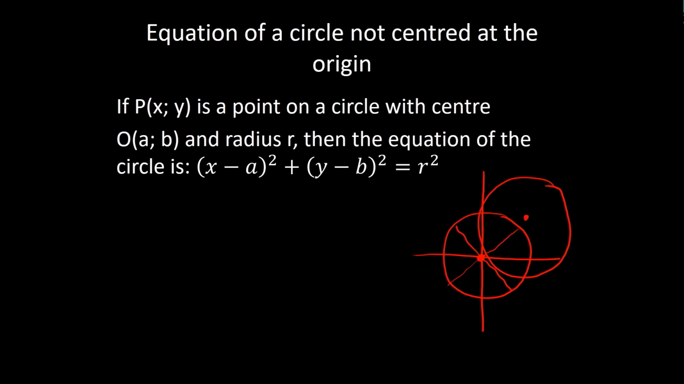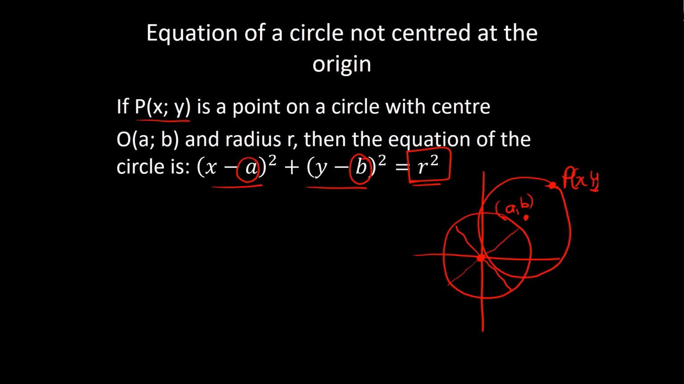So if you've got P, which is the point (x, y), as a point on a circle, so let's look at our circle that I've drawn there. P is the point (x, y). And O is the center (a, b), so let's just say the center's there, (a, b). Then the equation of the circle is given by (x minus a) squared plus (y minus b) squared is equal to r squared. So a and b being the coordinates of the center of the circle, r squared being the length of your radius squared.